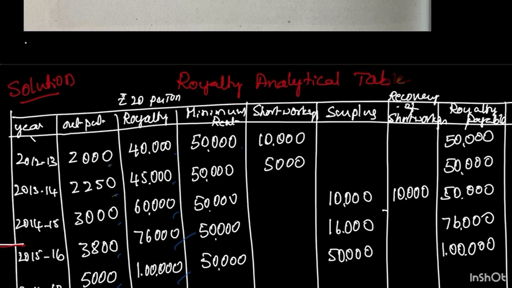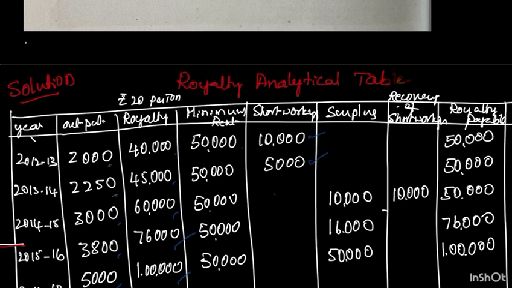Now we have to find out the short workings. As I said, when the royalty is less than the minimum rent, we get a minus value. Whenever there is a minus value, that is to be written in the short workings column. The definition of short workings is the excess of minimum rent over the actual royalty. That's 10,000. Again in the second year, royalty is 45,000 and here it is 50,000, so there is a minus value of 5,000, which we treat as short workings.